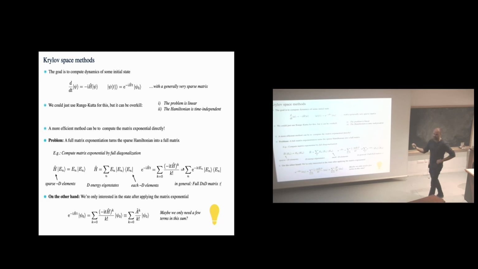So then all the advantage that we gained before, that we needed only d elements in our Hamiltonian instead of d squared, would now be gone if we do that. So we have to do something better.